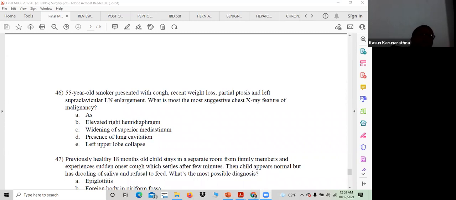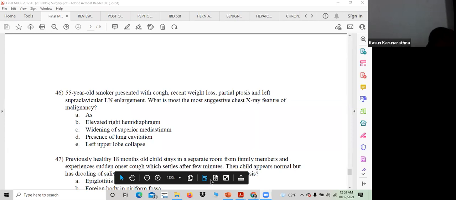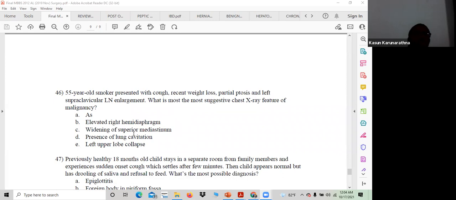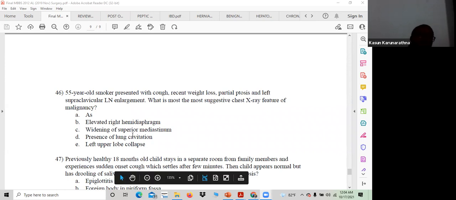All are nonspecific. Superior mediastinal widening, lung cavitation, upper lobe collapse, all are possible in malignancy. But an elevated right diaphragm you get in nerve infiltration, right? Chronic nerve infiltration. So the answer should be B. Widening of the superior mediastinum, any mass in the mediastinum can give rise to it. Presence of lung cavitation, that is one infection. Upper lobe collapse again can be due to compression by tumor, but it's not specific again. So the answer should be B.